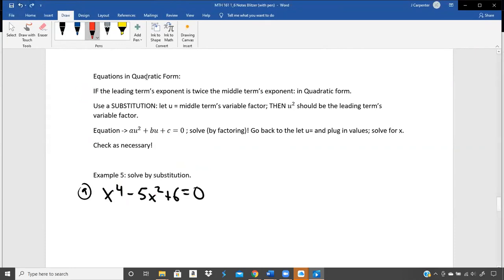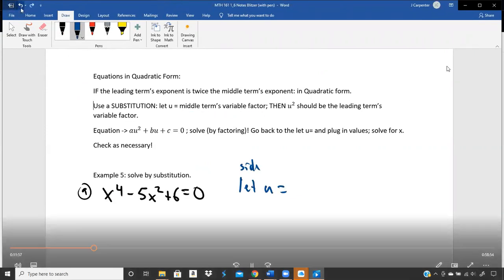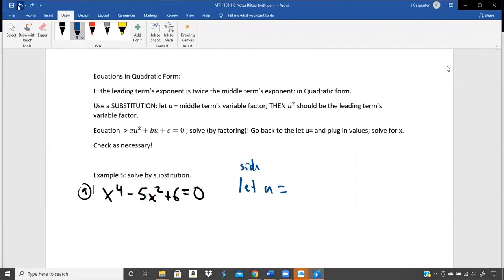I don't want all that ink there permanently. Okay, so that means we can do this substitution concept. So I'm going to go to the side and say let u equal the middle term's variable factor. So this is the middle term, but the variable factor is just the x squared. So that's what we let u equal to. Let u equal to x squared.